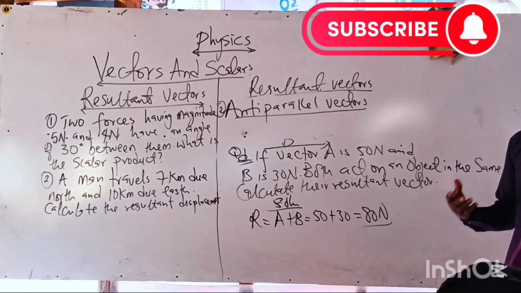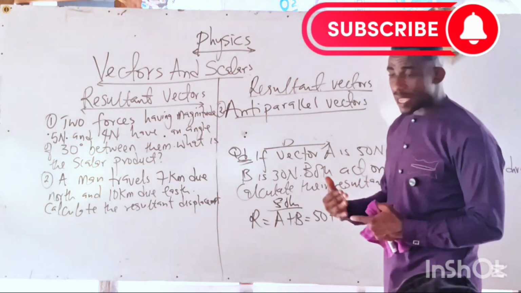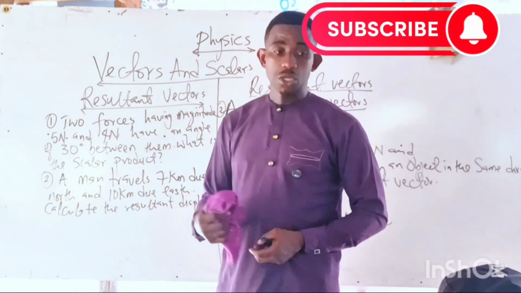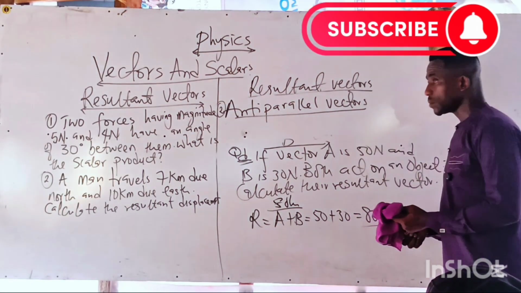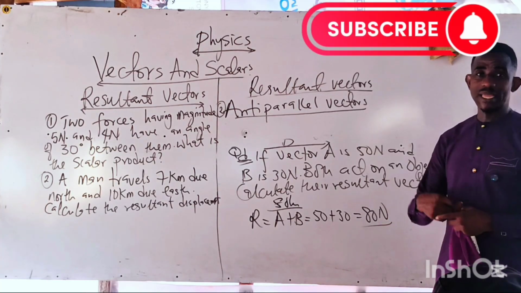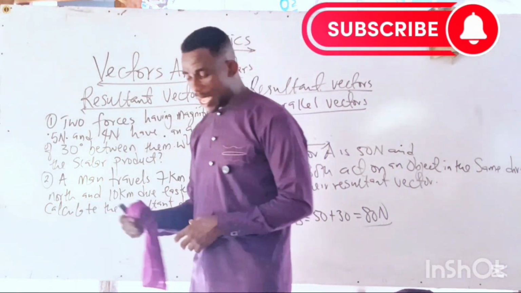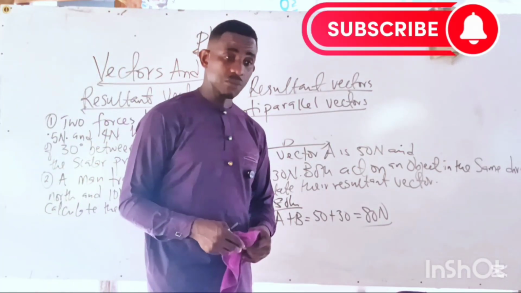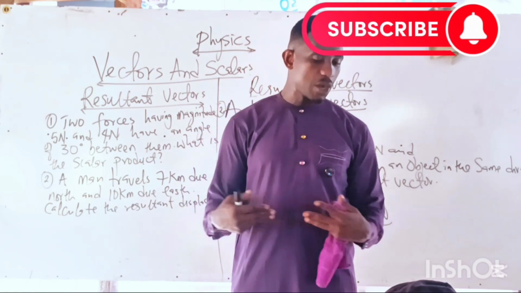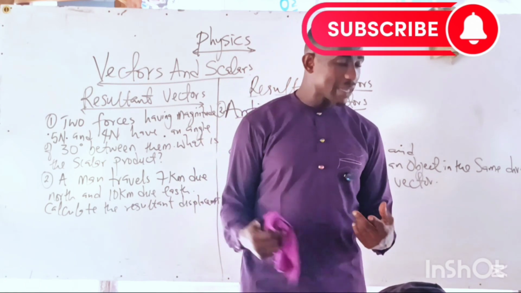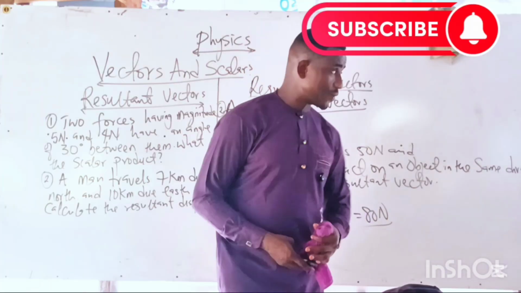Now let's look at anti-parallel vectors. Two vectors are said to be anti-parallel to each other when they act on an object in opposite directions and the angle between them is 180 degrees.